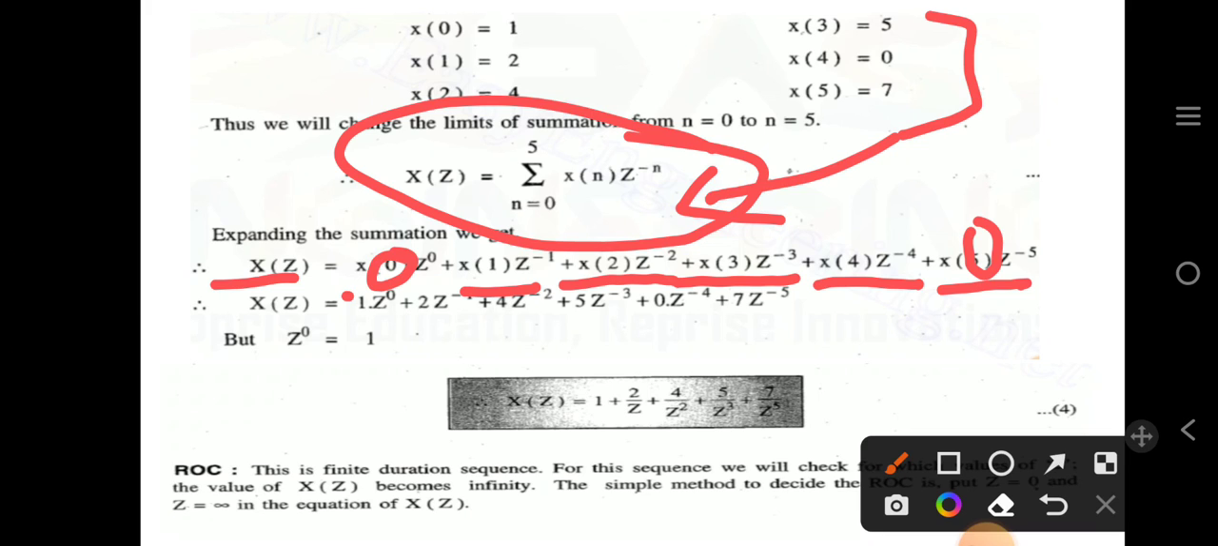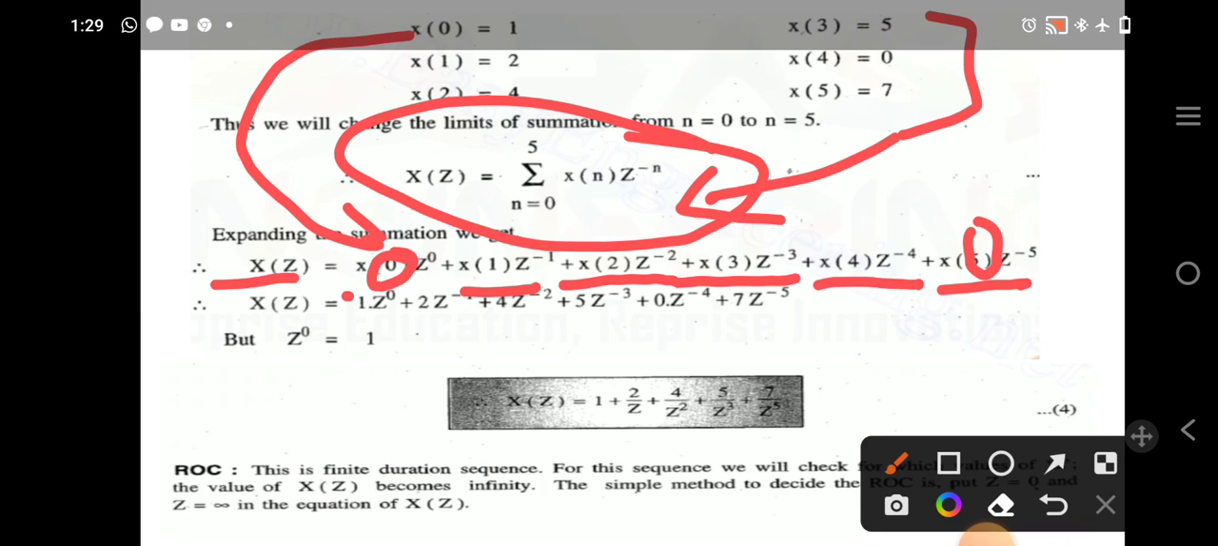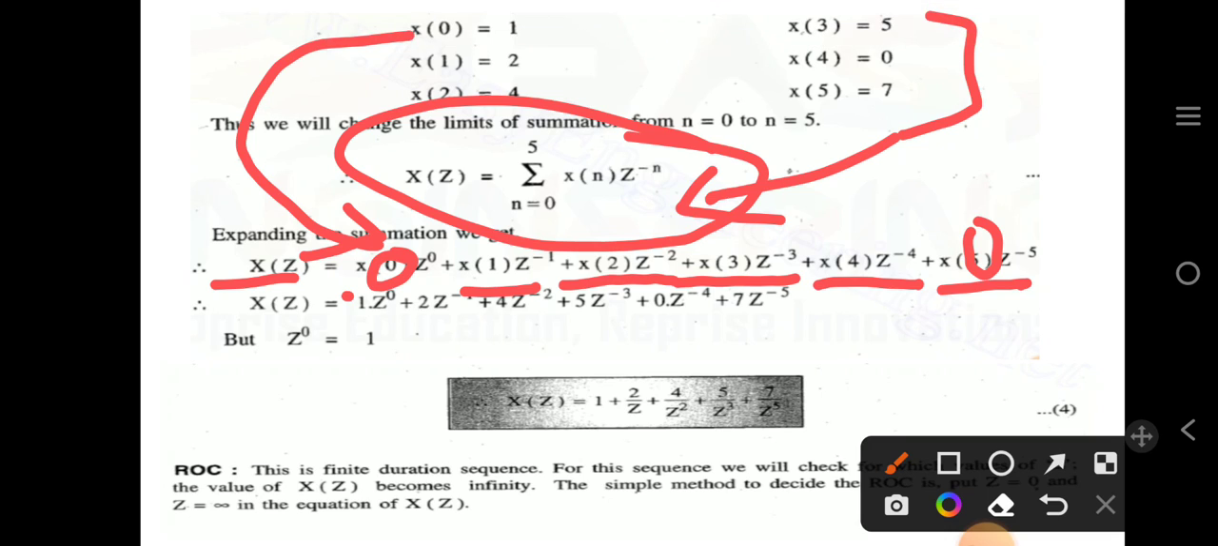Now as we know all these values, we can put it in this equation. So we will get 1 into z raised to the power 0, 2 into z raised to the power minus 1, 4 into z raised to the power minus 2, 5 z raised to the power minus 3, 0 into z raised to the power minus 4 plus 7 into z raised to the power minus 5.